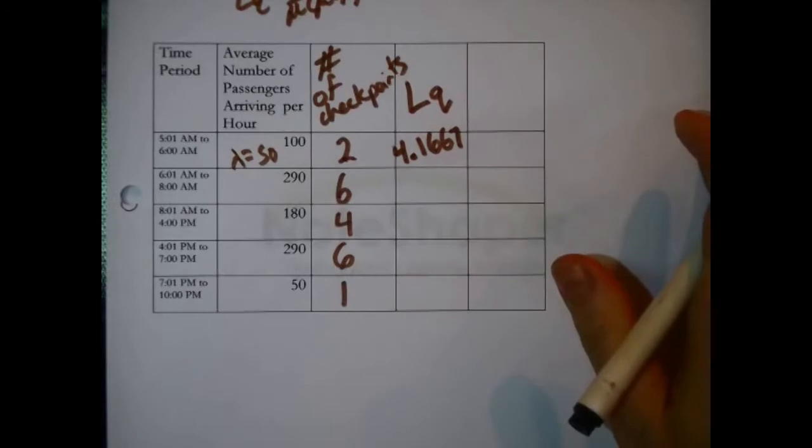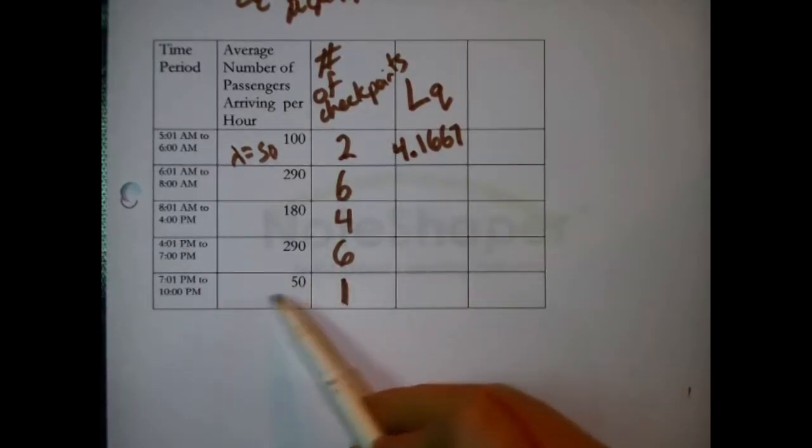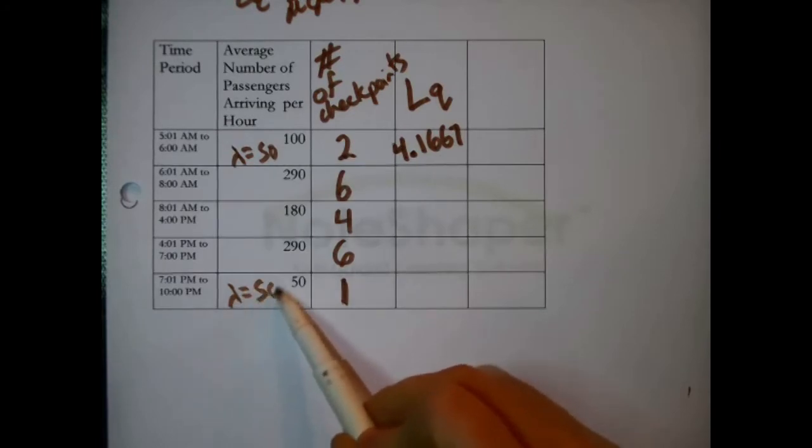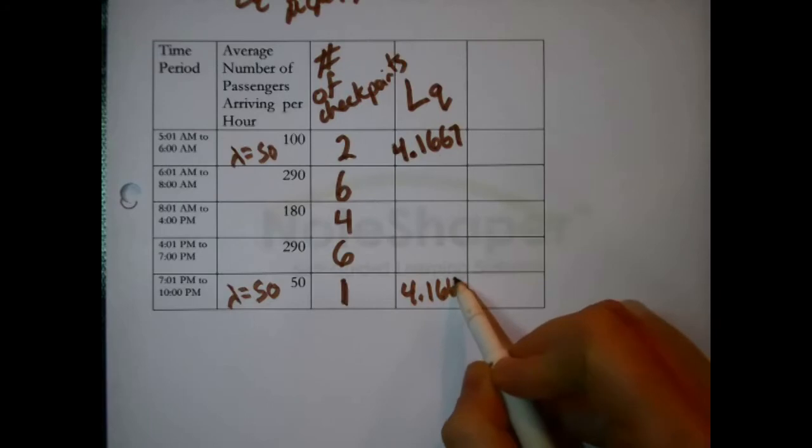The ironic thing is, might as well take advantage of it. Look at the end of the day. We'll only have 1 checkpoint open, but the resulting lambda will be the same. That means I can just copy that number down. Yeah, there'll be about 4 people in front of the checkpoint on average then too.